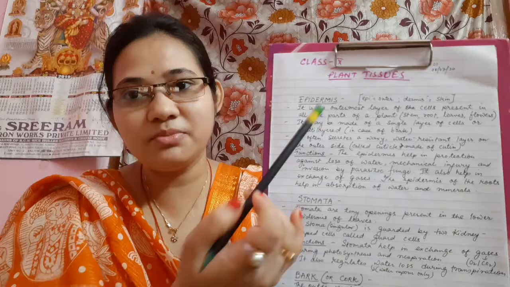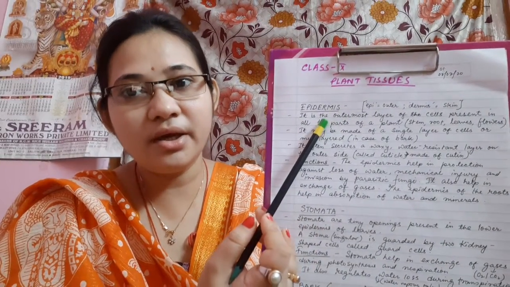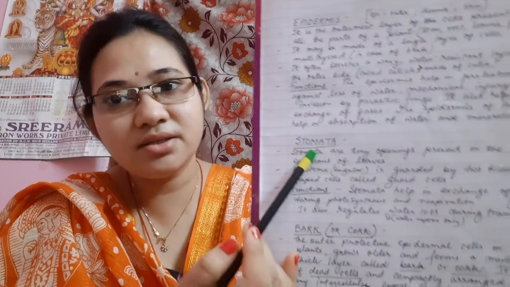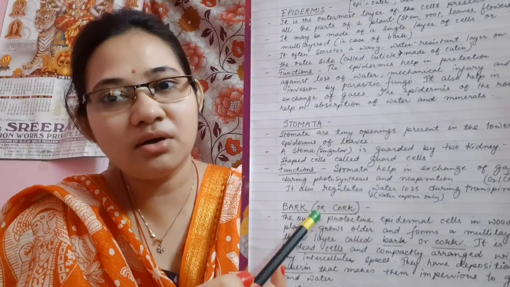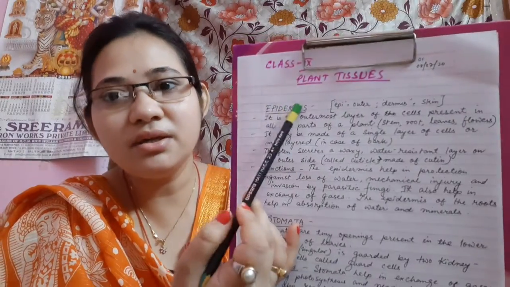They are also made up of one type of cell, but they have a very important function in the plant's body. They can be present in different parts of the body, like the epidermis, the bark, and the stomata. Today we are going to study three special types of tissues present in plants: the epidermis, the stomata, and the bark or cork. Let us start with epidermis.